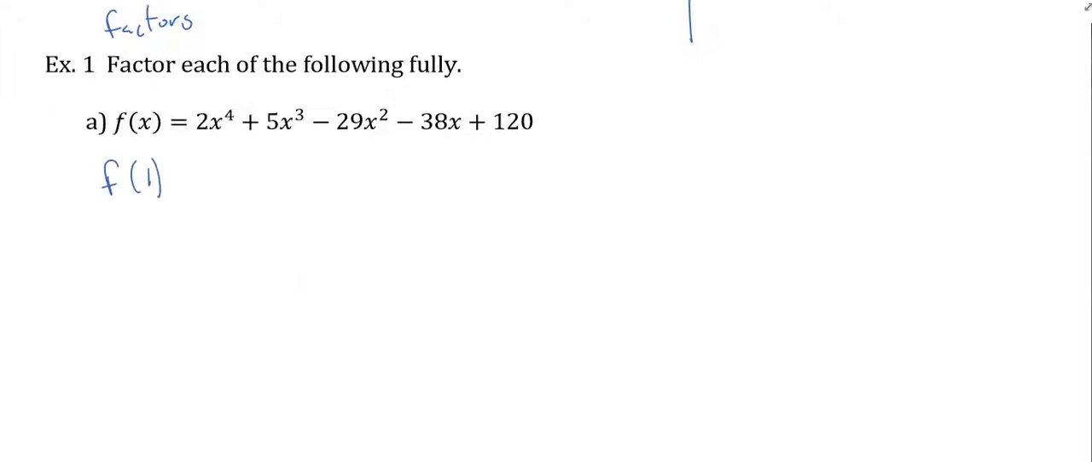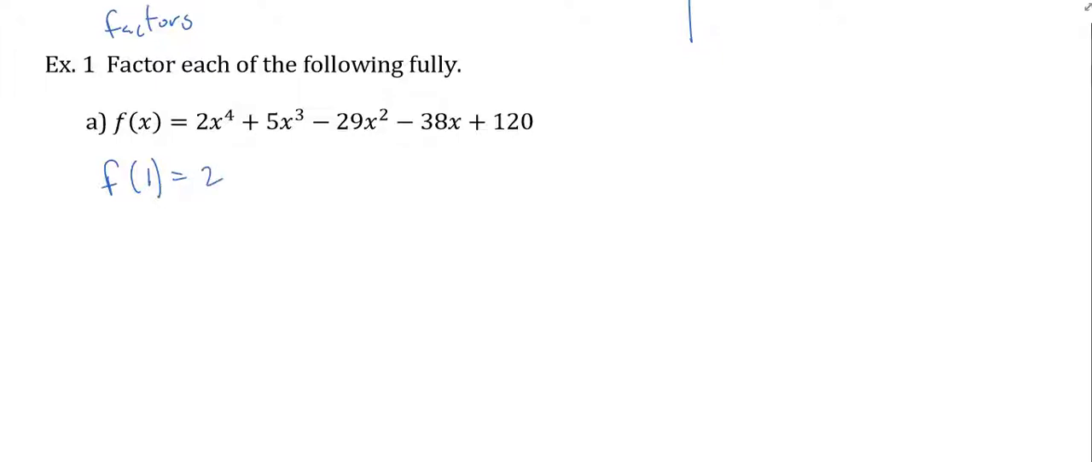And normally I wouldn't write all this out, but just because this is our first time through, we're going to do that. f of 1 is really easy because all I'm doing is adding up the coefficients, right? x to the 4, if x is 1, is just 1. So it's going to be 2 times 1 plus 5 times 1 minus 29 times 1, right? They're all going to be 1. Everybody following me okay here? I don't want to lose anybody already.